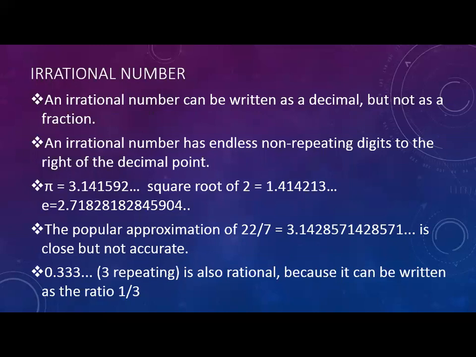And the popular approximation we saw, 22 by 7, it's 3.142857. So actually it is close but not accurate. And we need to just note that an irrational number has endless non-repeating digits. So that means that it will not have the consecutive same numbers. For example, 0.33, it cannot be an irrational number because 3 is repeating, and we can write this as 1 by 3. So basically an irrational number can be expressed as a decimal but not as a fraction.